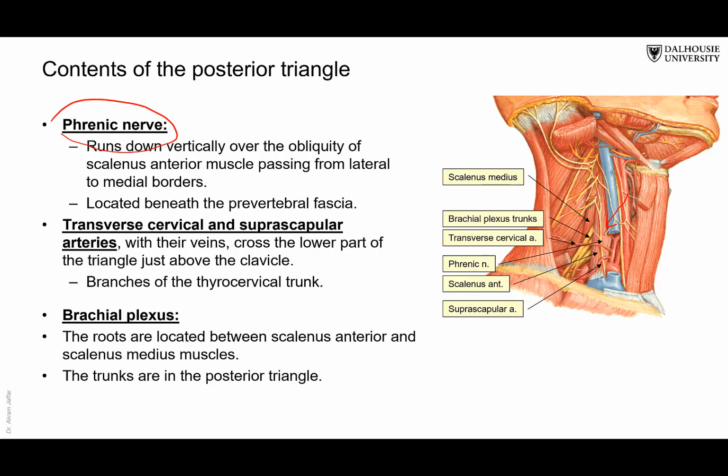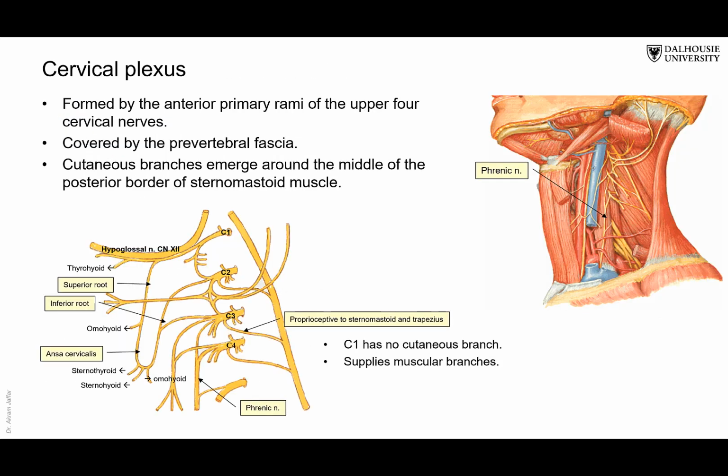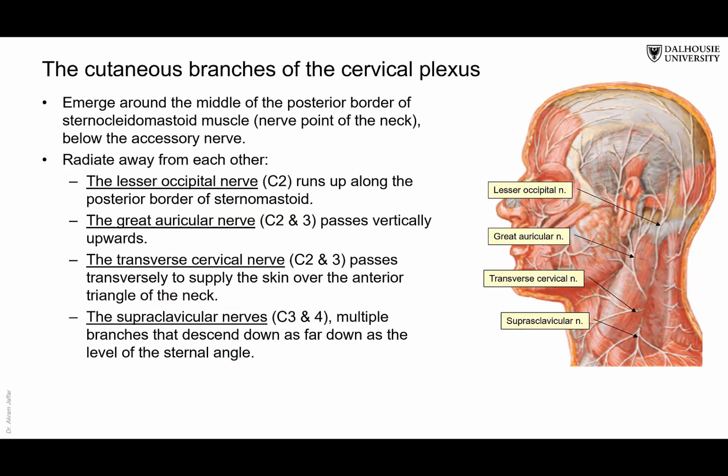And then we have the branches of the cervical plexus, the cutaneous branches of the cervical plexus. Here they are, 4 of them. We have the lesser occipital, the greater auricular. This greater auricular supplies part of the skin of the face. Lesser occipital passes behind the sternomastoid. Then we have the transverse cervical and the suprascapular. So they diverge from each other in this manner. All of them are cutaneous branches from the cervical plexus.